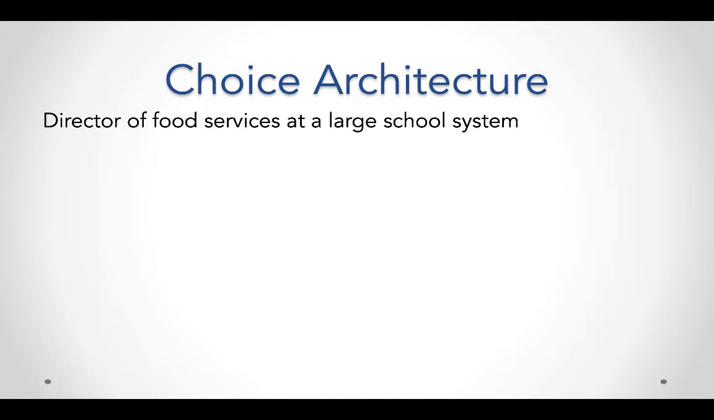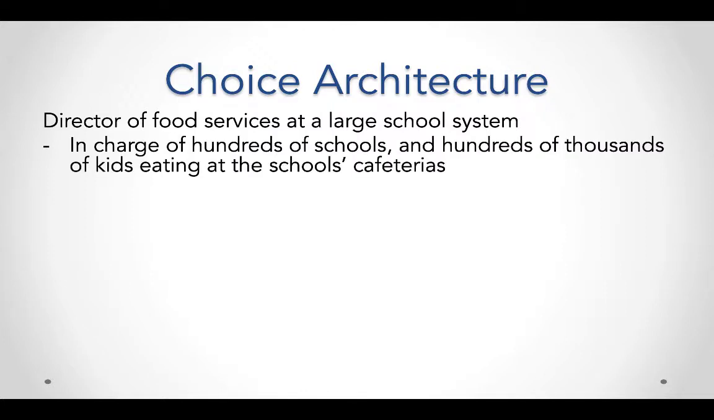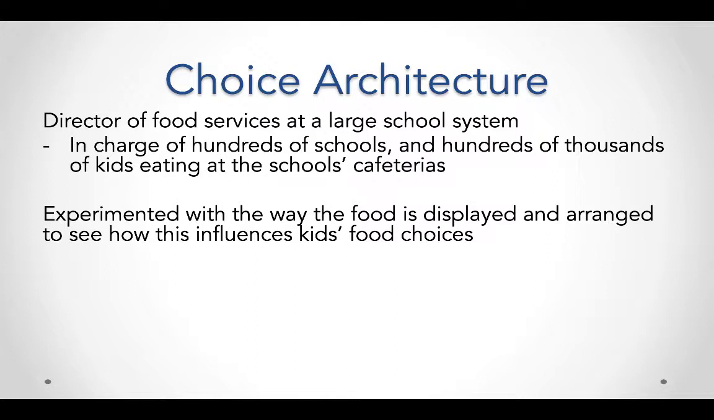So in choice architecture, assume that you are the director of food services at a large school system. So you're basically in charge of hundreds of kids, thousands of kids, and many cafeterias. So the question is, how would you display the food so it makes people better off?